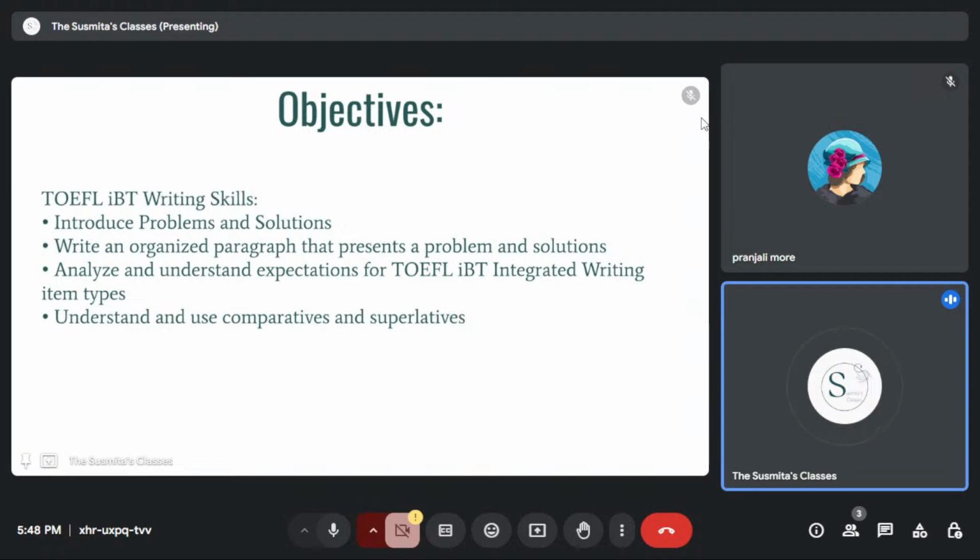And then we will look at the integrated writing task also that we have. And then we will look at how to use our comparatives and superlatives. Again, that is something that we have looked at in our grammar sessions previously. Correct?